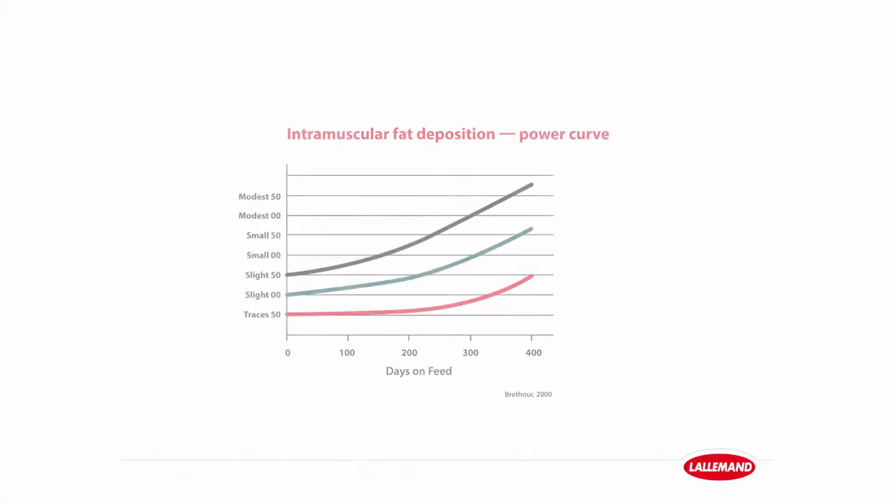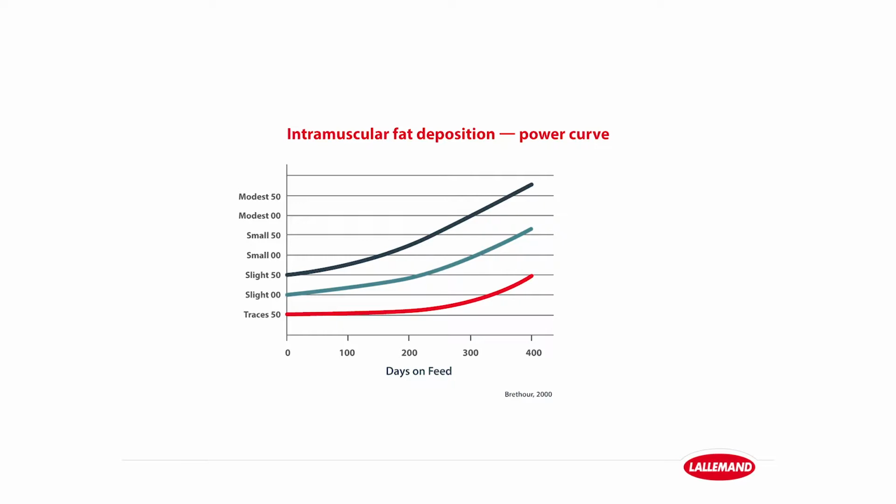Okay, back to Dr. Breathauer's work. So when he was measuring all that back fat with his ultrasound, he was also measuring the marbling with his ultrasound. And in the same paper, he divides marbling three ways. Those that started out at traces 50, slight 0, and slight 50 the day they entered the feed yard. The same outcomes occur. The more marbling an animal has at day 0, the more it will have when it's marketed, and so on and so forth.